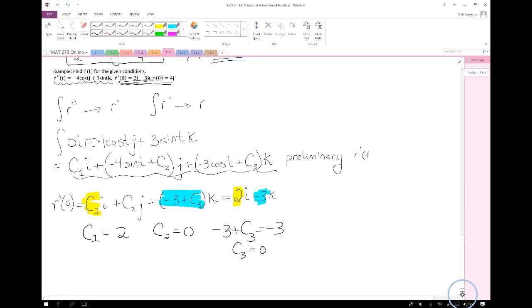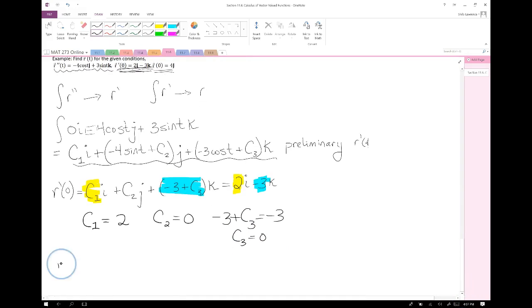So now we know for certain what R prime of t must be equal to. I'm going to go back to my antiderivative and plug in the values I found for my arbitrary constants. We figured out that C1 was 2, so this is 2i. C2 is 0, so this is just minus 4 sine tj. C3 was also 0, so it's just minus 3 cosine tk. So that's one full iteration of the process that's required for this problem.